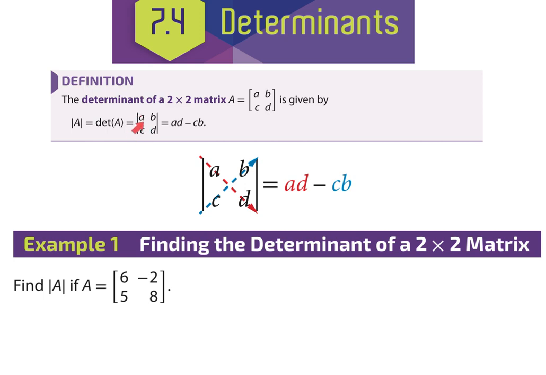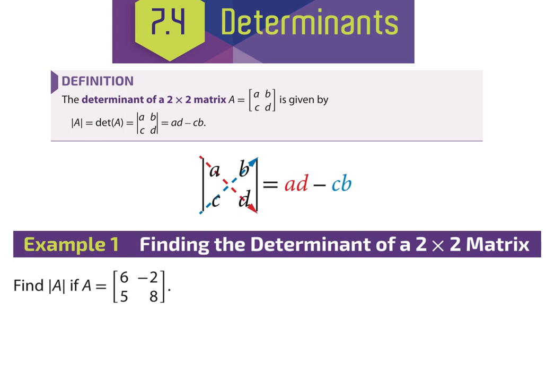This is the determinant. You multiply your diagonals and subtract. Always subtract. So you multiply a and d first and subtract the product of c, b. So you're just multiplying your diagonals and subtracting for a 2 by 2. All right? So very, very simple.